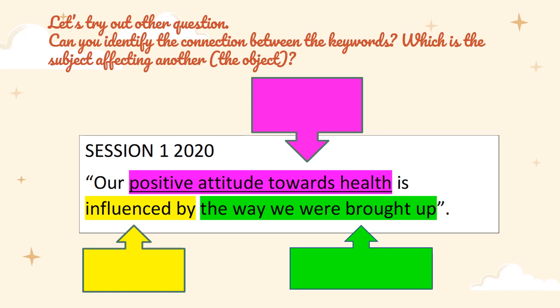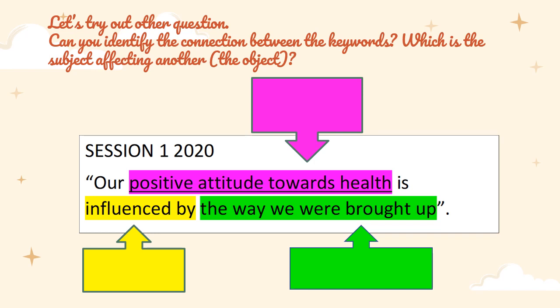So now, before we move on to the next stage, while writing, let's try out one question here, just to analyze the question, whether you are able to identify the connection between the keywords or not. Which is the subject affecting another? So you have to identify which is the subject and which is the object in this particular question. And perhaps we can list down a few examples.